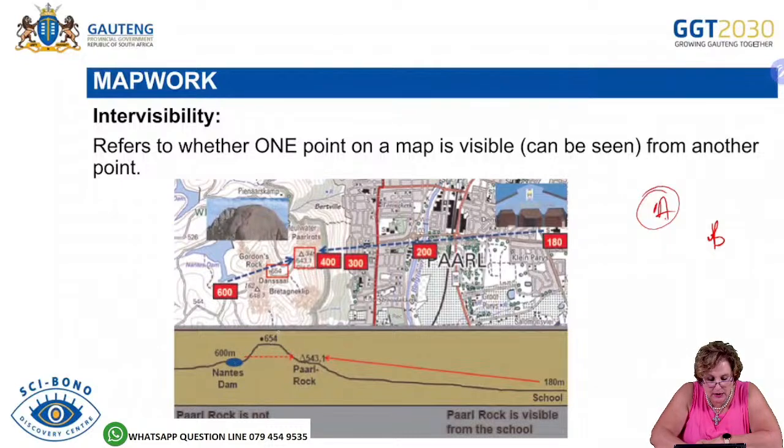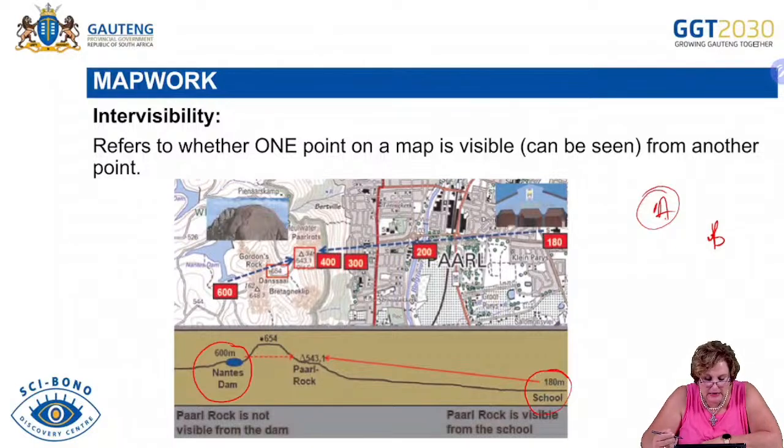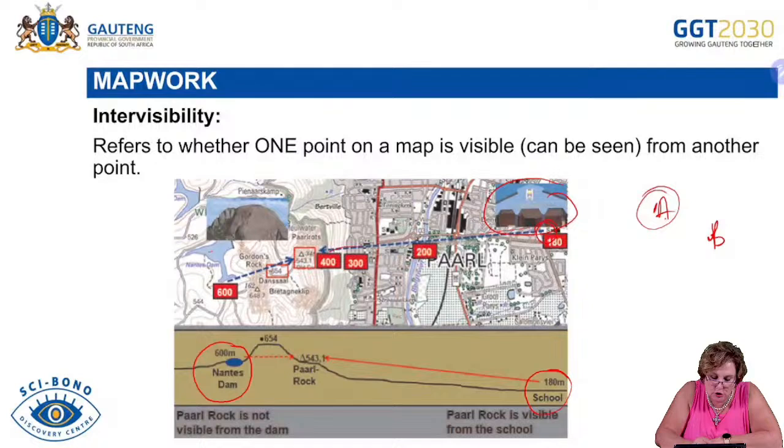And you can see here, there's the dam. And here I have a school. Now the question is, is the Pole Rock visible from the dam? Now here's the school. There's the S for the school. I want to know if I will be able to see the dam if I'm at the school.